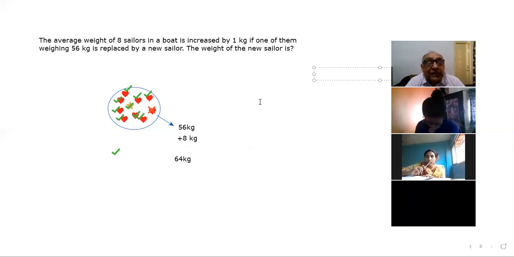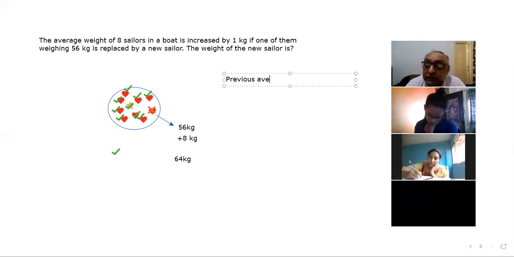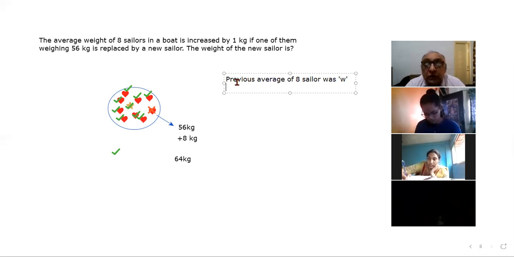Okay, so now the next. If we take the method used by the very well-educated people, let's suppose the previous average weight of 8 sailors was W. So they do that total weight of 8 sailors.